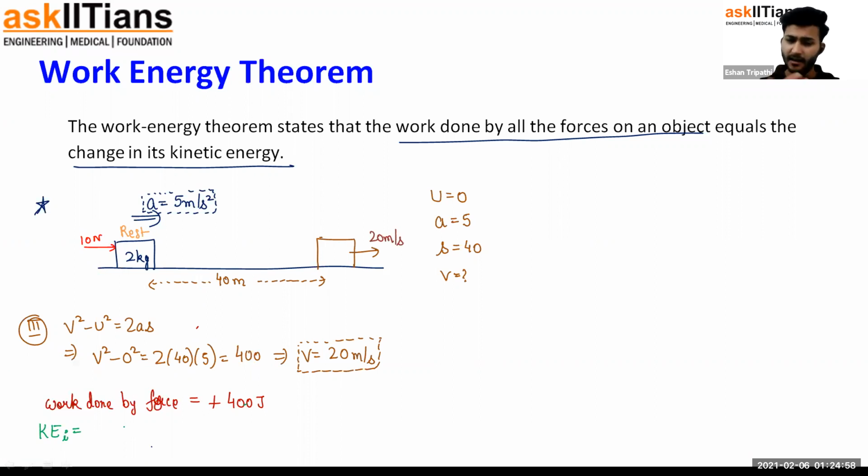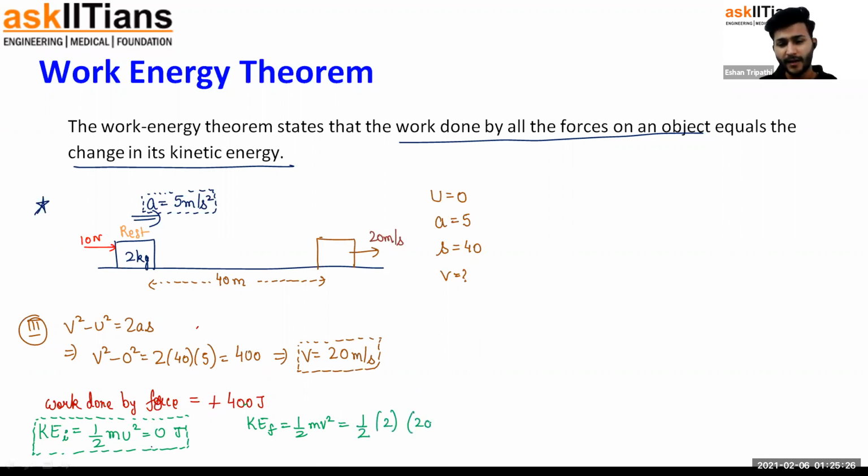I'm going to write it as KEI, initial kinetic energy, which is half m into initial speed square, half m u square, and u was 0. So initially there was 0 joules of kinetic energy. And after the whole of this motion, what is the final kinetic energy? Half m final speed square, half m v square. That is half into mass 2 into speed 20 squared. That comes out to be positive 400 joules.